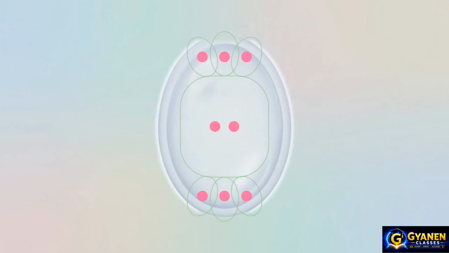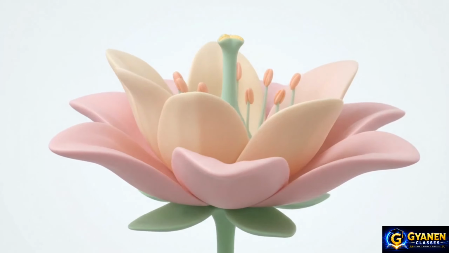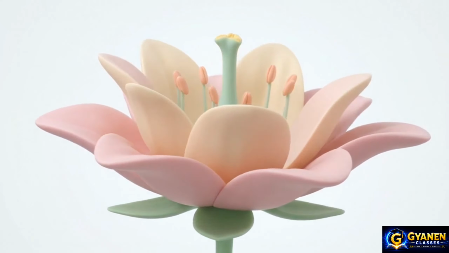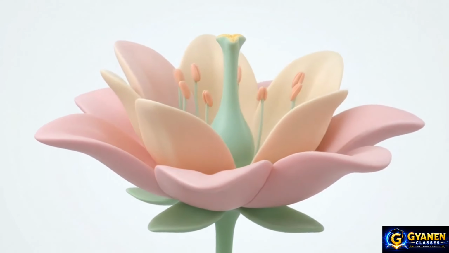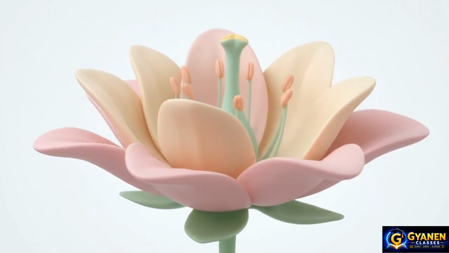The remaining 2 polar nuclei are never walled off individually, floating together within the massive central cell. This creates a definitive count: 3 antipodals, the 3-celled egg apparatus, and 1 central cell. A mature embryo sac is a 7-celled structure, despite housing 8 nuclei. This microscopic 7-celled vault is the final destination. Hidden deep within the ovule, it waits precisely aligned for the exact moment of fertilization.